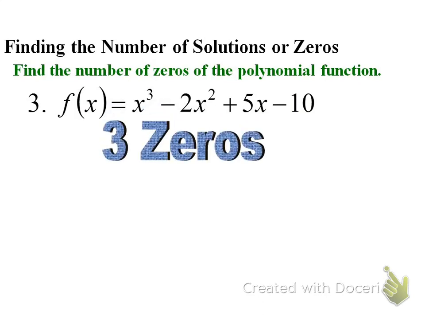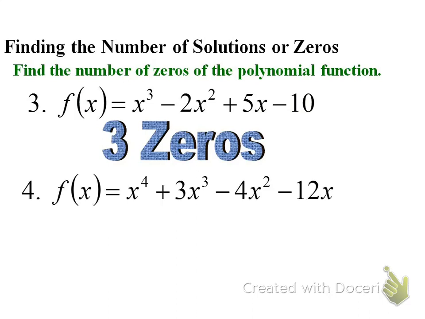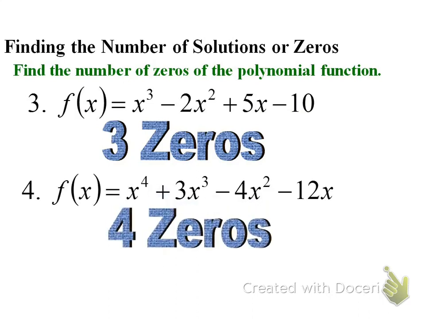Good. 3. Four. So make sure you're paying attention to the directions. If it just says the number of zeros, that's all you have to do. If it says find the zeros, then you actually have to come up with 4 zeros or 3 zeros or 2 zeros or whatever your degree is. That's how many zeros you need to find. That's what we're going to spend the rest of the class doing. Any questions?